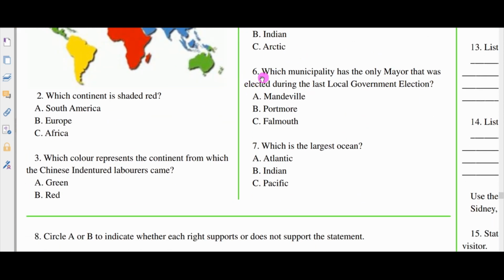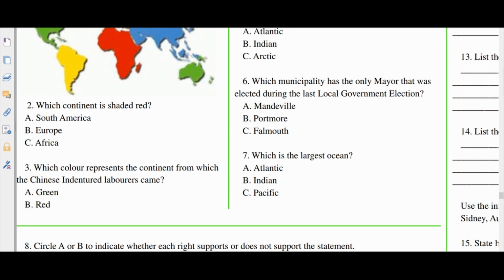let's go with number 6. Which municipality has only a mayor that was elected during the last local government election? Is that Mandeville, Portmore, or Falmouth? And I would want to go with Portmore in this instance. All the others, Mandeville has a parish council, and Falmouth would be a parish council as well. So I want to lean with Portmore, because Portmore is officially referred to as the municipality of Portmore.